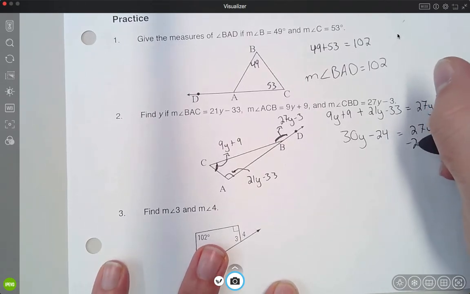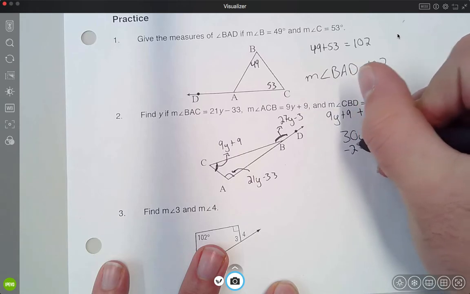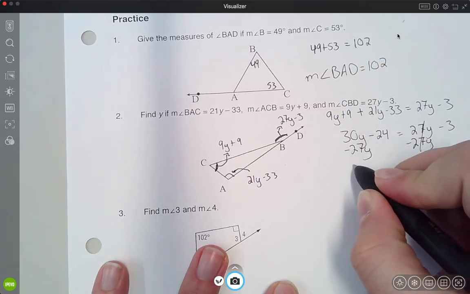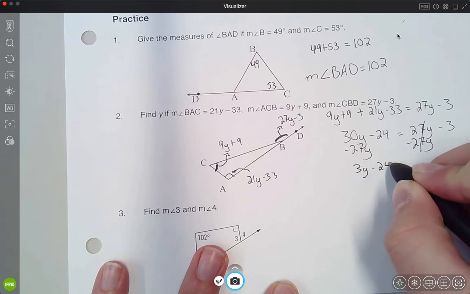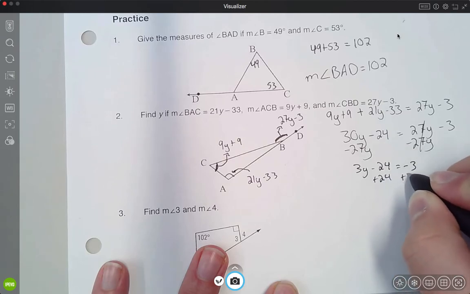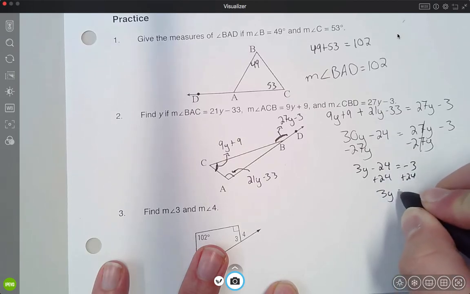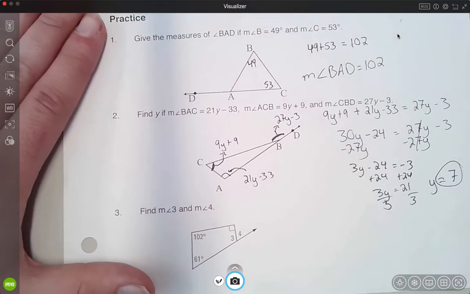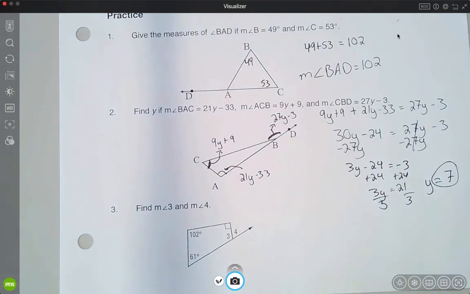Then I need to try and get y's together. So I'm going to subtract 27y on both sides. On my right-hand side, my y's will cancel. 30y minus 27y is 3y, minus 24 is equal to negative 3. If I add the 24 to both sides then, I get 3y is equal to 21, and I can divide by 3, and I have y is equal to 7. And that is my answer. So using my exterior angle theorem, I am able to find y and get 7.